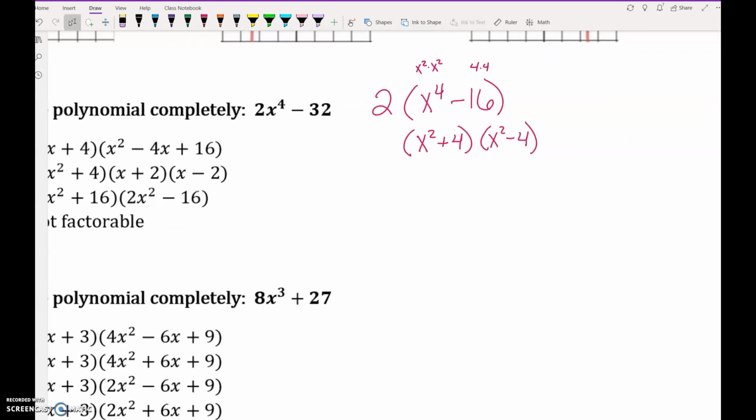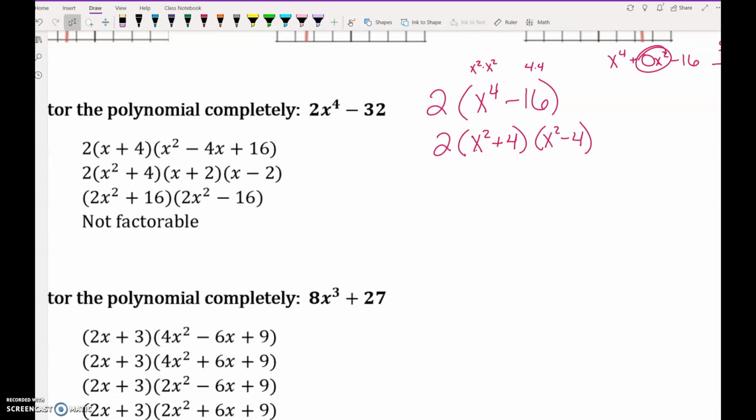If you're really struggling with this, think about this as x to the 4th plus 0x squared minus 16. Factor that trinomial, two numbers that multiply to give you negative 16 and add up to 0 would be 4 times negative 4. And the things in the parentheses have to match that middle term, so x squared plus 4, x squared minus 4. We still have the 2 in front. If you get to this point, you can probably figure out what the correct answer is.